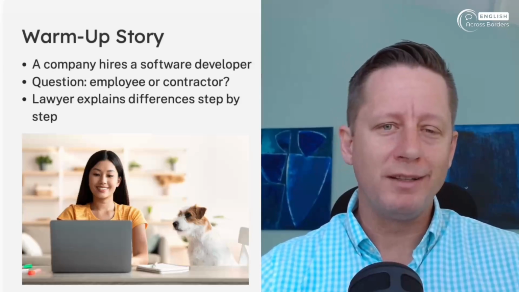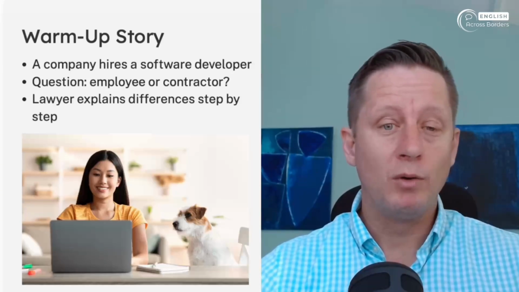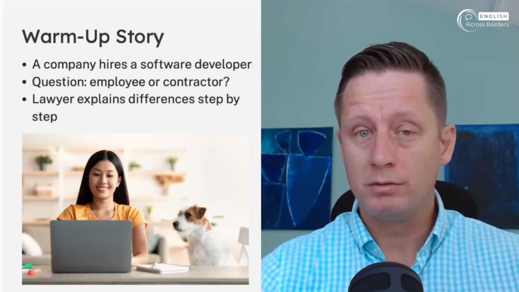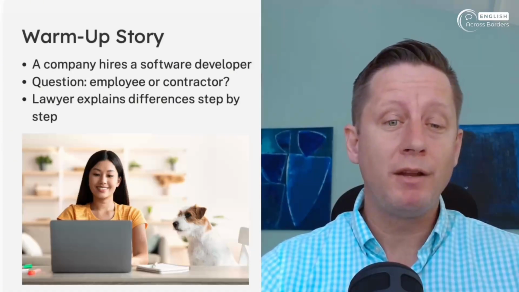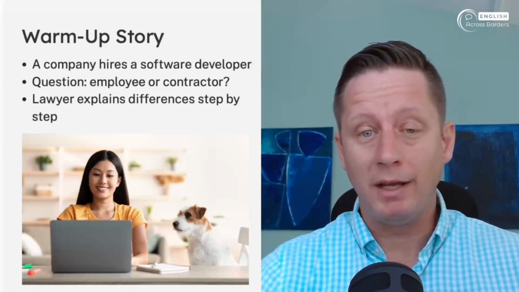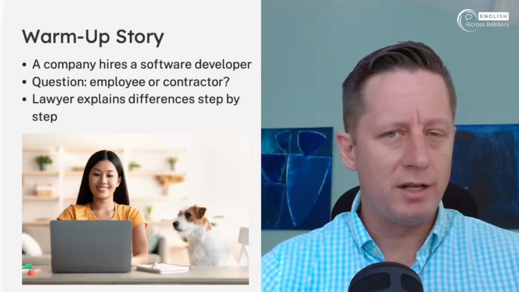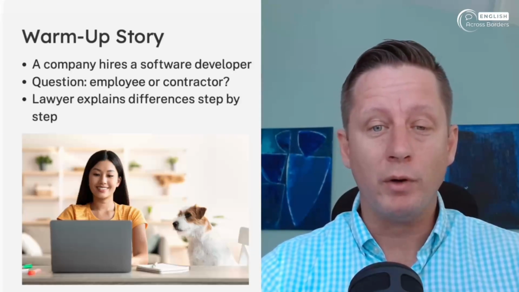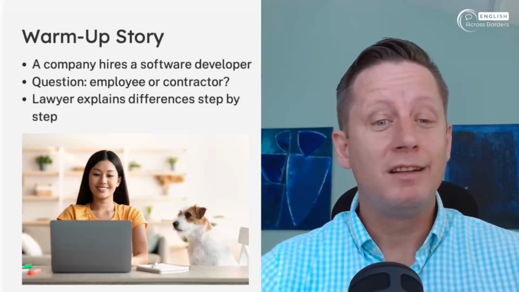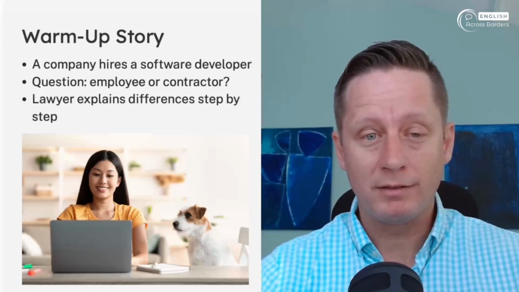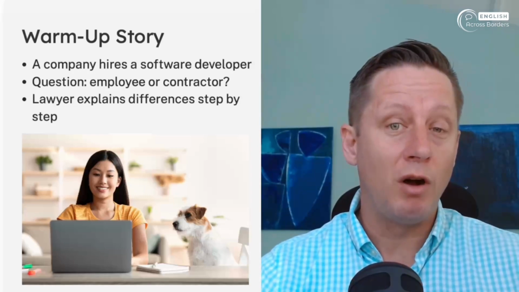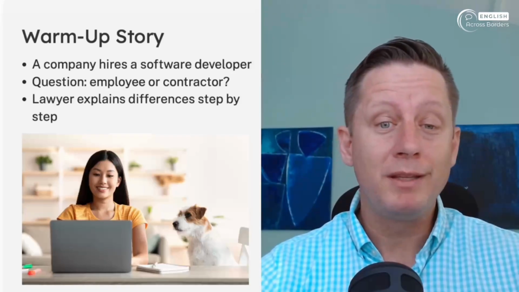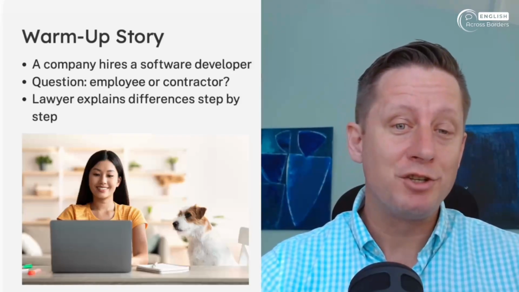The lawyer explains step by step. An employee works under supervision, follows company rules, and is on the payroll. The employer must provide benefits like health insurance and paid leave. An independent contractor is different. She works on her own schedule, sends invoices, pays her own taxes, and is not entitled to employee benefits. If you classify her wrongly, the company may face legal problems. This is called misclassification.